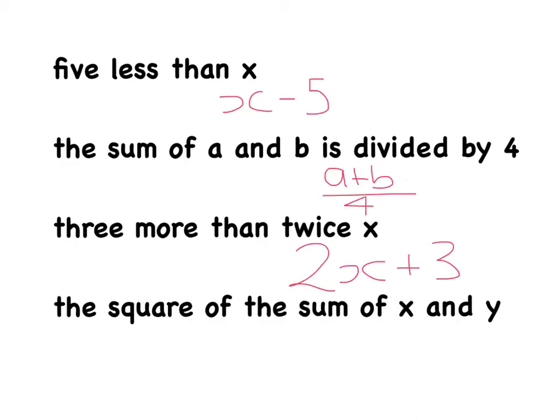Okay. Now this says the square of the sum of x and y. This is the hardest one. The sum of x and y, I need to square it. Okay, now I need to square the whole sum. How can I isolate that so I can square the whole sum? Oh, I know, I'll pop it in brackets. Put it in brackets and square it. So now I've squared the sum of x and y. Okay, that's how you translate those straight mathematically worded questions into an algebraic expression.